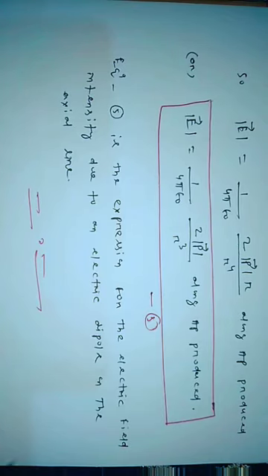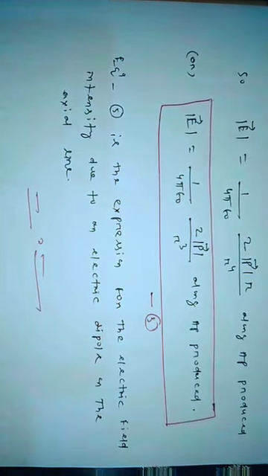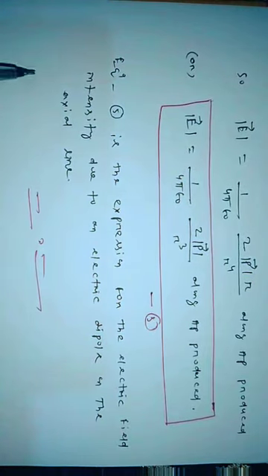So E equal to 1 by 4 pi epsilon 0 into 2p by r cube. This is the expression for the electric field intensity due to an electric dipole on the axial line. So if on the axial line of the dipole a point is present, then what is the electric field intensity at this point due to the electric dipole? So the electric field intensity is found to be 1 by 4 pi epsilon 0 into 2p by r cube. Okay, thank you.